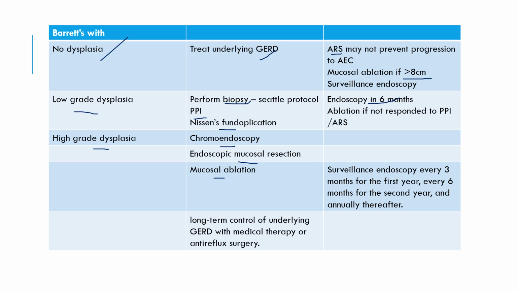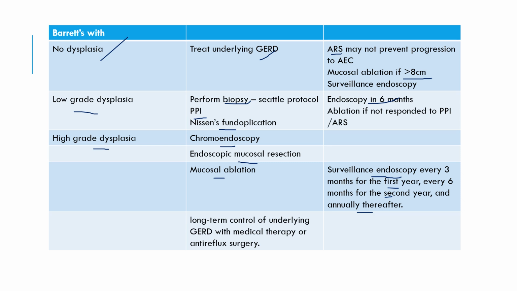Mucosal ablation, you do it every 8 weeks or so. You have to do it as long as the Barrett's dysplastic changes are there. You have to remove it all. That is called mucosal ablation. And surveillance endoscopy can be done every 3 months for the first year, every 6 months for the second year, and then annually.